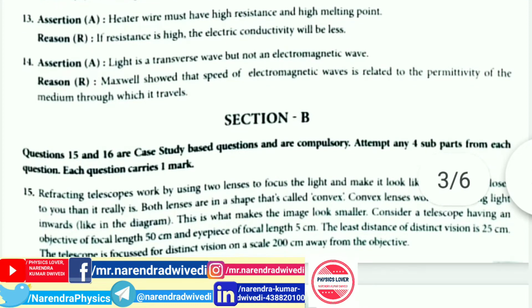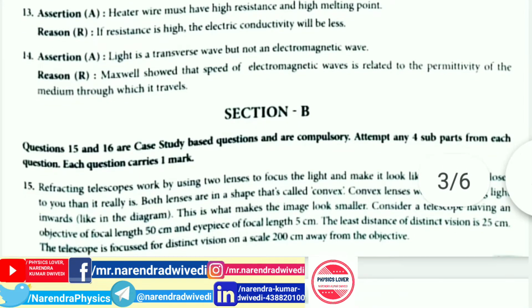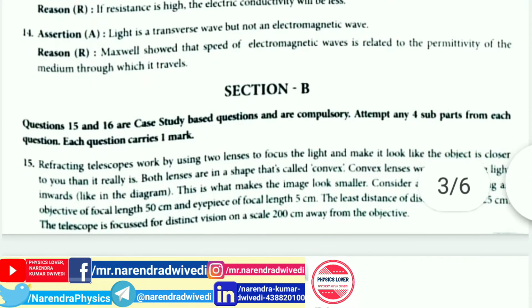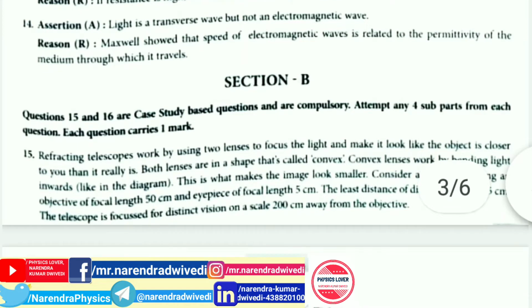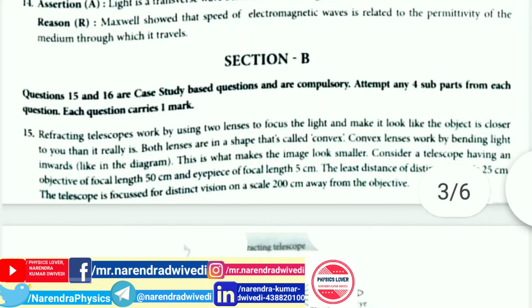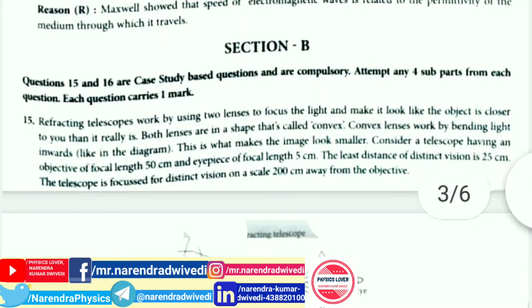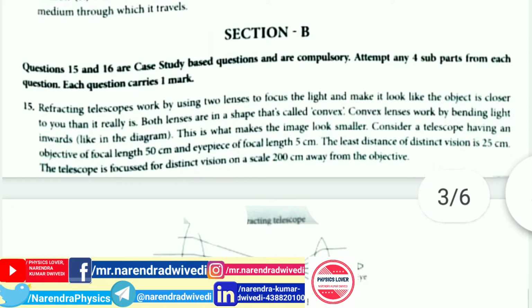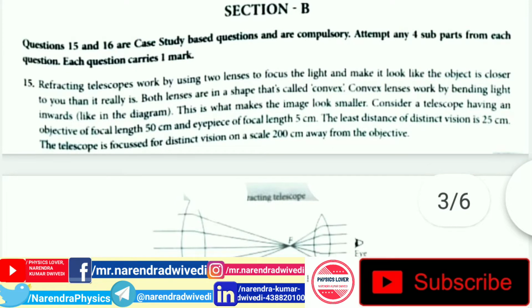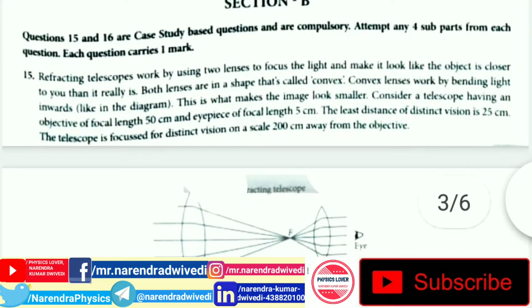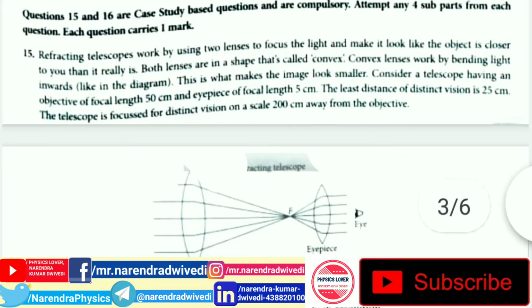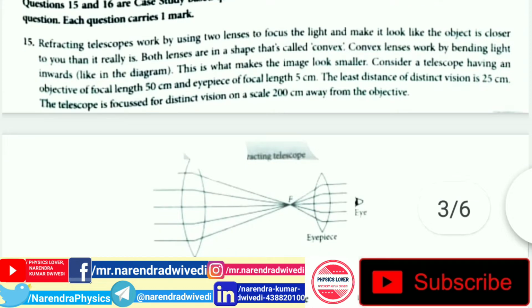Now, coming to Section B, question number 15. Refracting telescopes work by using two lenses to focus the light and make it look like the object is closer to you than it really is. Both lenses are in a shape that's called convex. Convex lenses work by bending light inwards, like in the diagram. This is what makes the image look smaller.